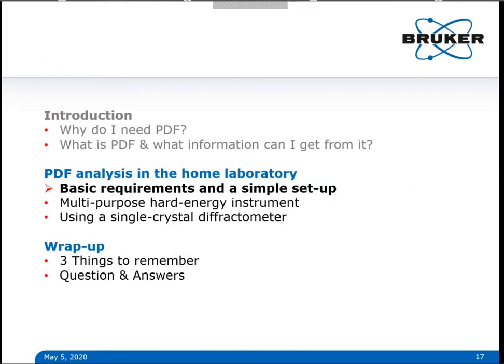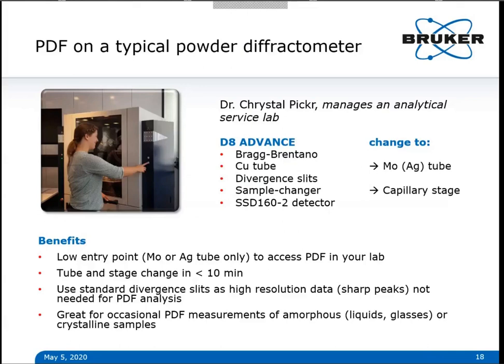Right. So whatever your experience is, in the next section, we will show you the different ways to adapt and utilize your existing equipment in order to get started with PDF analysis. Let's start with a simple instrument setup and some basic requirements that need to be fulfilled to measure PDF data. Well, can I use a typical powder diffractometer for PDF, such as a Bragg-Brentano instrument? The short answer is probably no, or at least not yet. However, with a few straightforward modifications, a Bragg-Brentano instrument turns into a PDF machine.